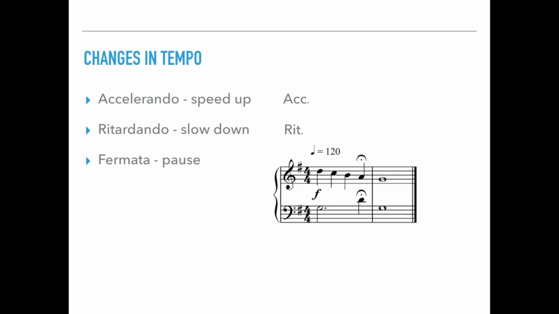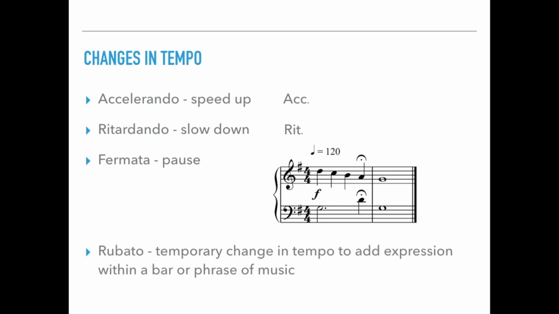Okay? And finally, rubato. Rubato literally means borrowed time, and it's where a performer will just temporarily slow down or speed up the music within a musical phrase or even just within a bar. And this was prevalent in the Romantic era, where music was very, very expressive. And this is exactly what it does. It really is there just to add expression to the music.